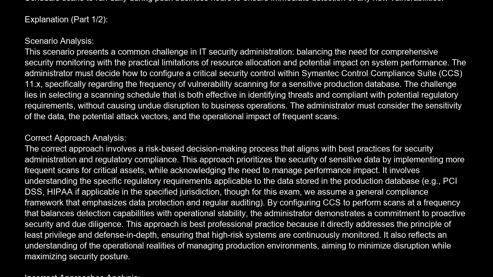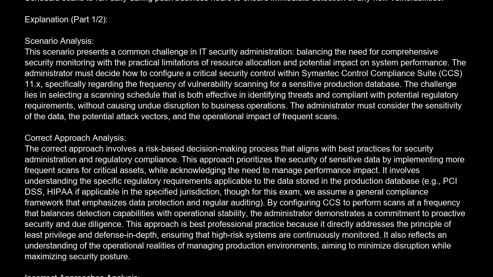Explanation. Scenario analysis. This scenario presents a common challenge in IT security administration, balancing the need for comprehensive security monitoring with the practical limitations of resource allocation and potential impact on system performance. The administrator must decide how to configure a critical security control within Symantec Control Compliance Suite, CCS 11.x, specifically regarding the frequency of vulnerability scanning for a sensitive production database. The challenge lies in selecting a scanning schedule that is both effective in identifying threats and compliant with potential regulatory requirements, without causing undue disruption to business operations.